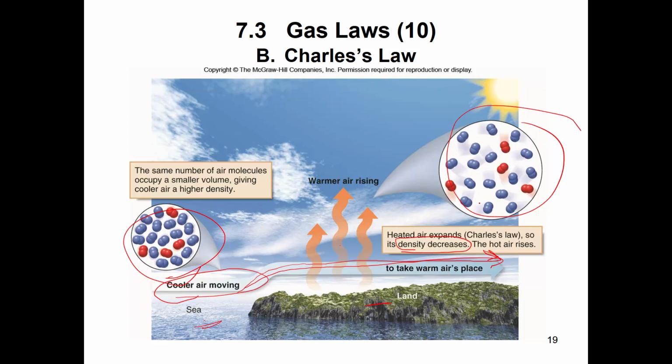Then Charles' law tells us that the volume is going to increase, which is going to make them less dense than they were before. And since it's less dense, your warm air is going to rise into the atmosphere. So that's a direct representation of Charles' law.